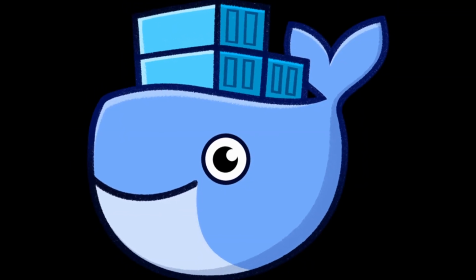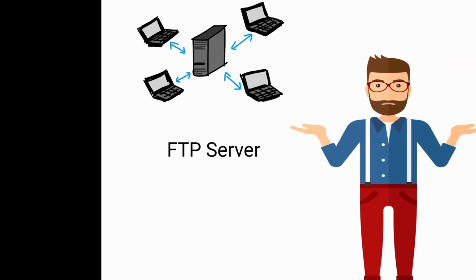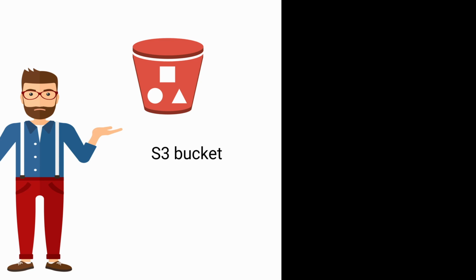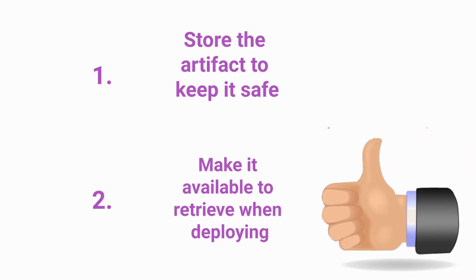Other types of artifacts that you might want to store within this step are Docker images. If you've built your artifact into a Docker image, you need to store that in a Docker registry. Or sometimes, just some file storage space will work. Maybe you've got an FTP server, or if you're on Amazon, you could use an S3 bucket. Whichever artifact storage you use, it's important that it can do two things really well. Store the artifact to keep it safe, and make it available for retrieving when you want to deploy it.